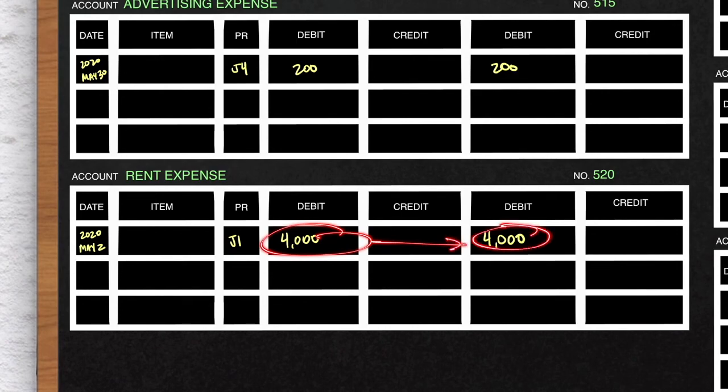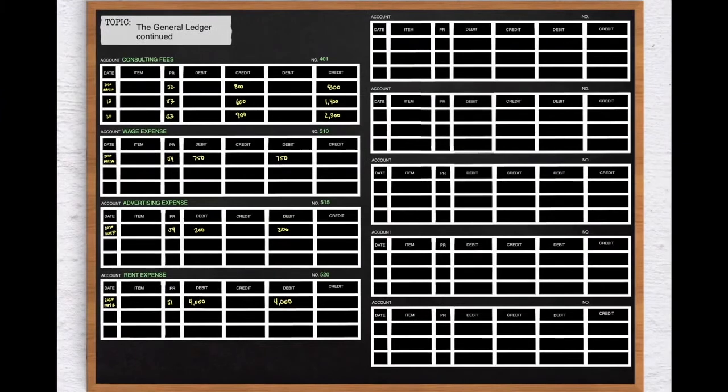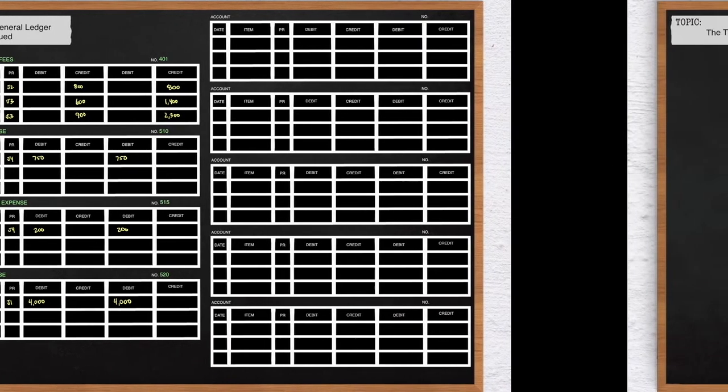So I'm going to repeat: if they're the same, combine, and if they're different, take the difference in the general ledger when you're posting to the general ledger running balance. Let me know if you have any questions about journalizing and posting to the general ledger.